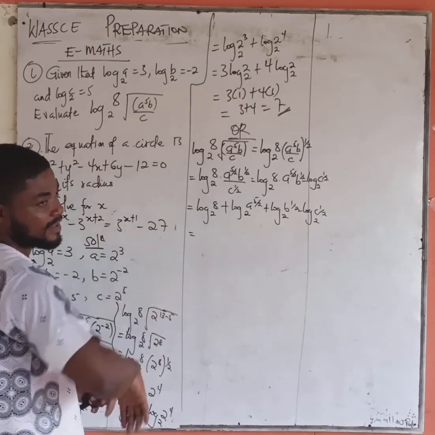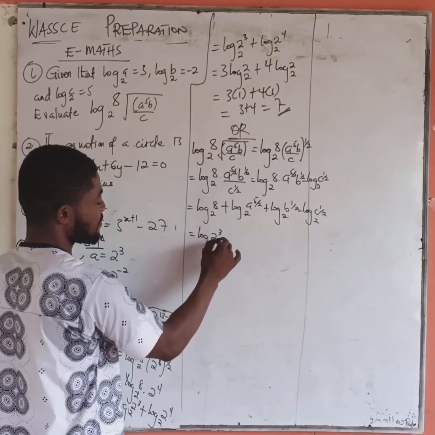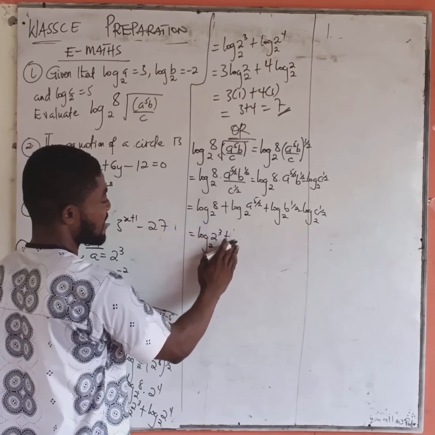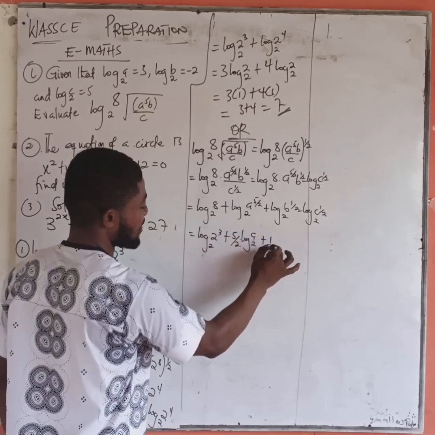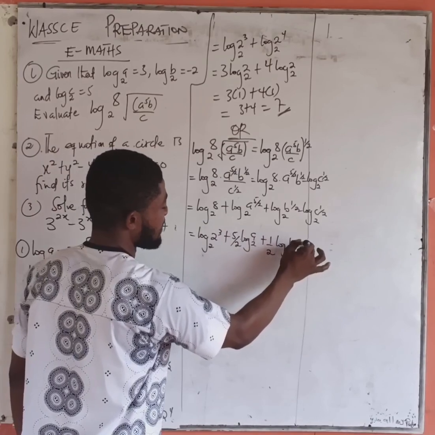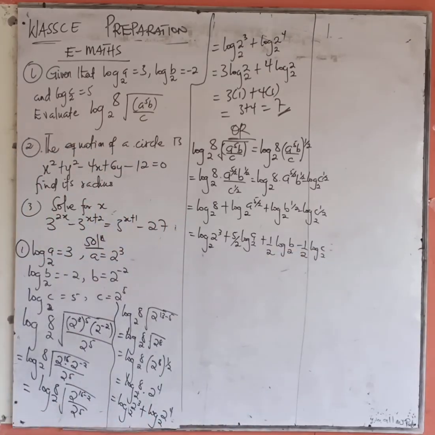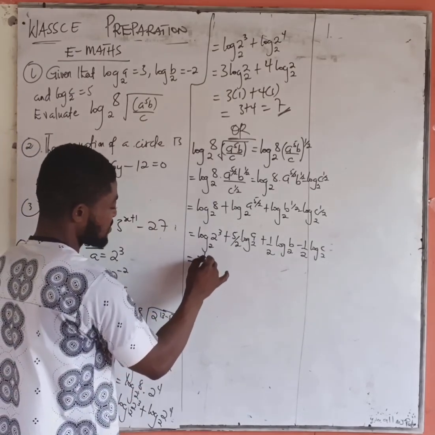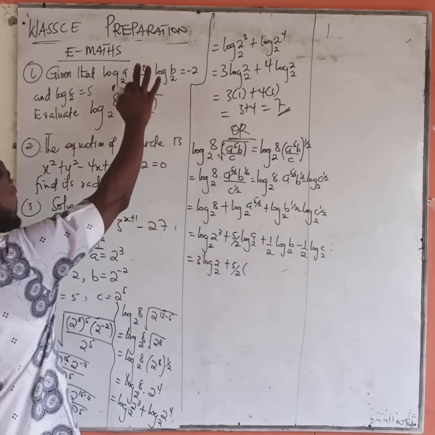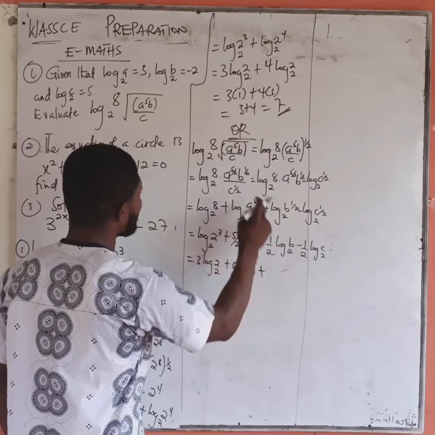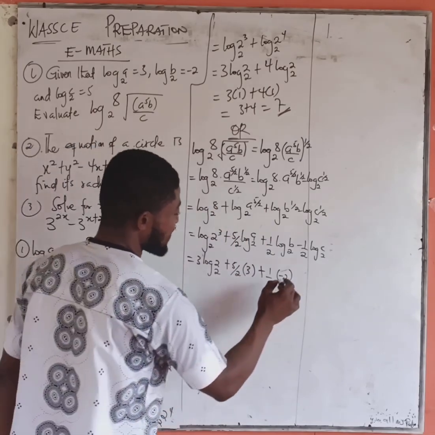I can bring the powers in front now. So this is going to be log 2 to the power 3 base 2 plus 5 over 2 log a base 2 plus 1 over 2 log b base 2 minus 1 over 2 log c base 2. I know log a base 2, log b base 2, and log c base 2. All I need to do now is to substitute. In place of log a base 2, I put my 3 from the question. In place of log b base 2, I put my negative 2. And finally, in place of log c base 2, I put 5.